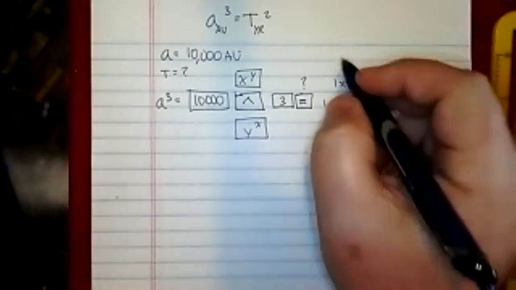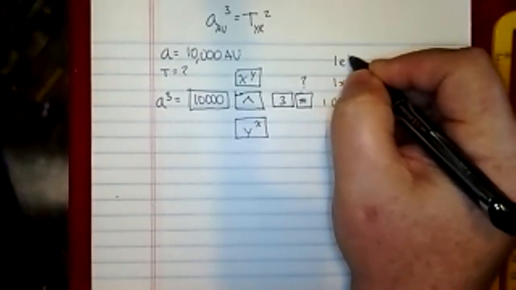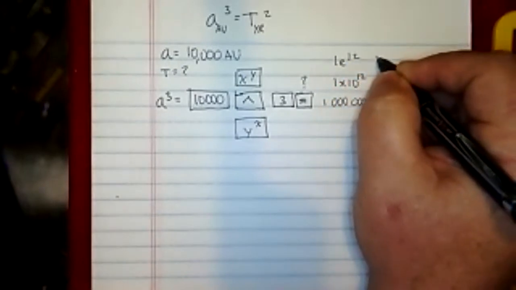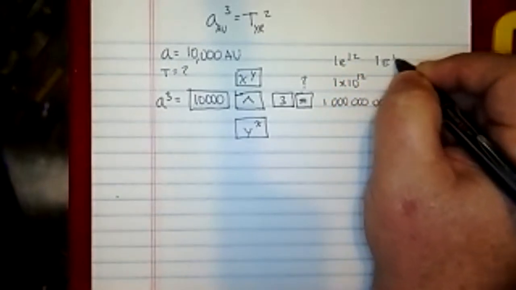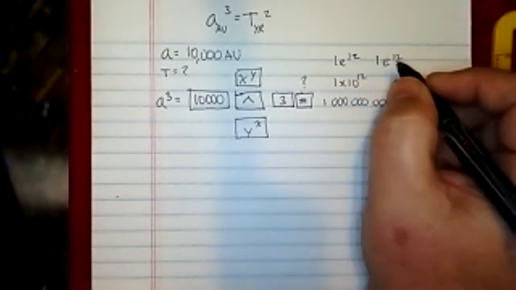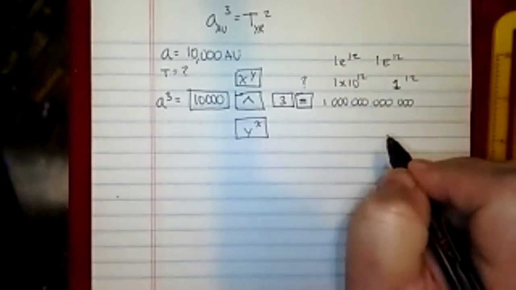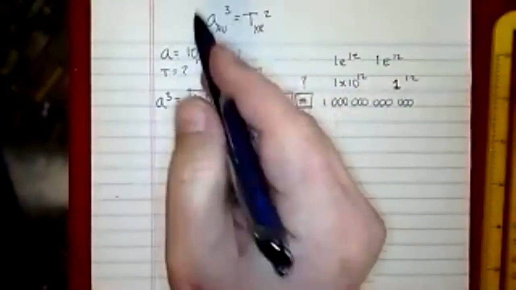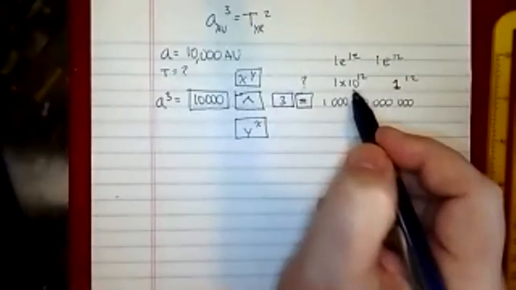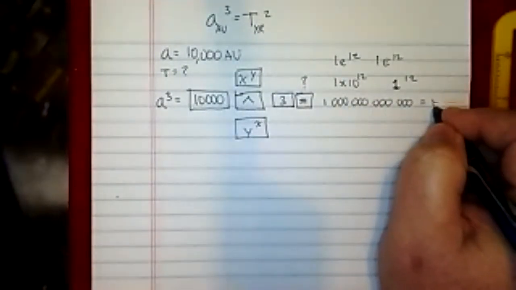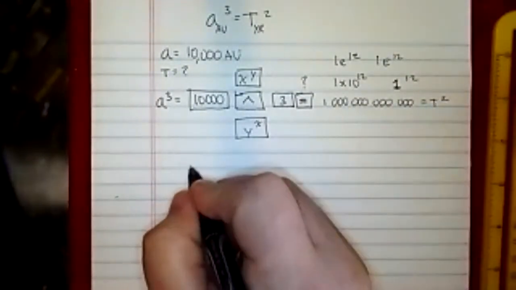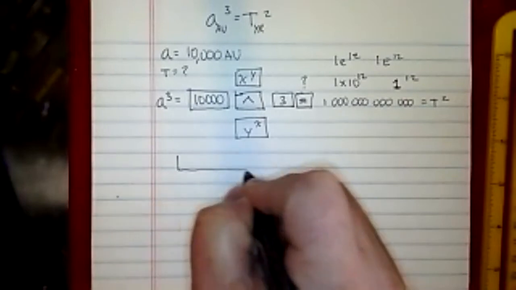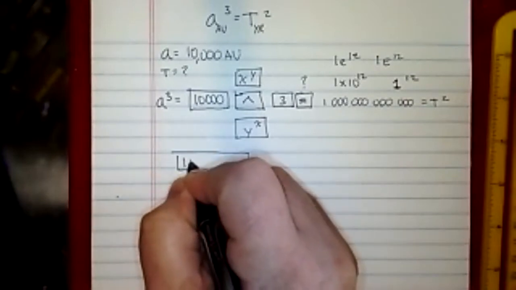Some will show 1E12, or 1 capital E12. If you're using, for instance, a spreadsheet, it will have one of these in there. All of those are the same thing. But I happen to know from Kepler's third law that A cubed, which is what this is equal to, is equal to T squared. So now I can say, take that 1 with 12 zeros.